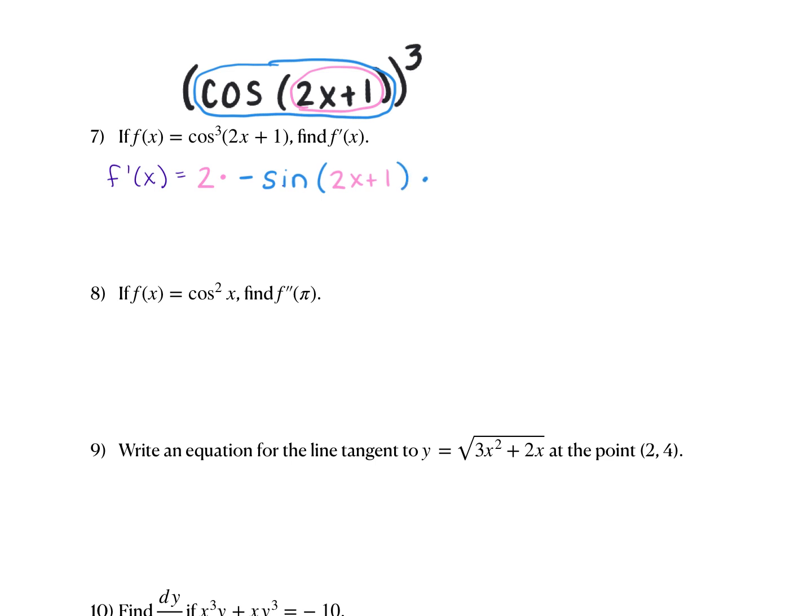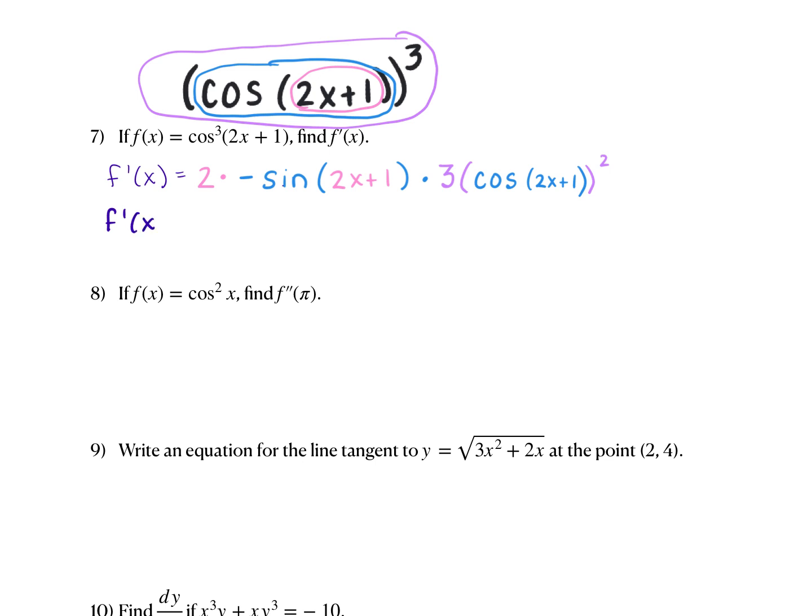Times, and then my third piece out here is this power of 3, so that really covers all of this. The derivative of a cube is 3 times the thing in parentheses, and then that's being squared. The thing in the parentheses is everything that was circled in blue a second ago. So that's going to be cosine of 2x plus 1. I may have closed off my parentheses a little early here. There we go.